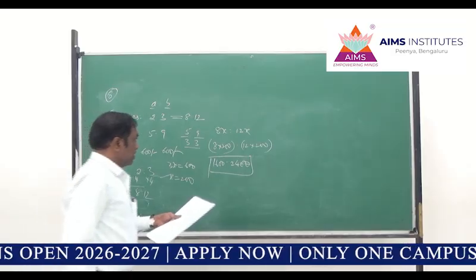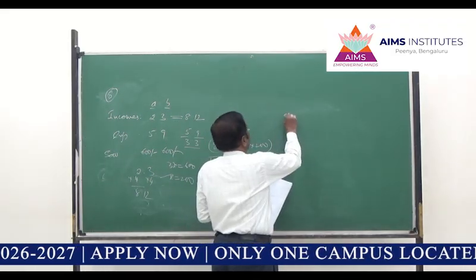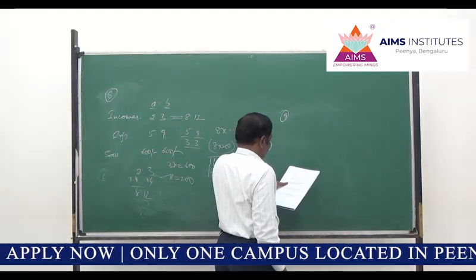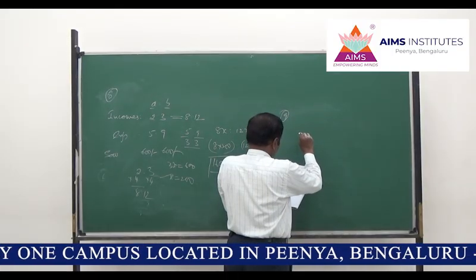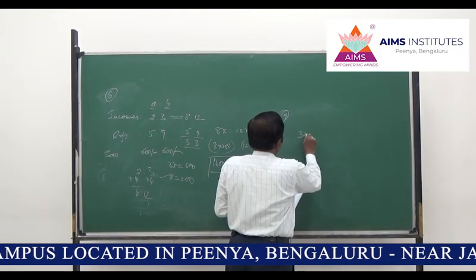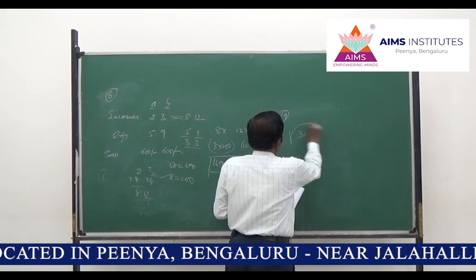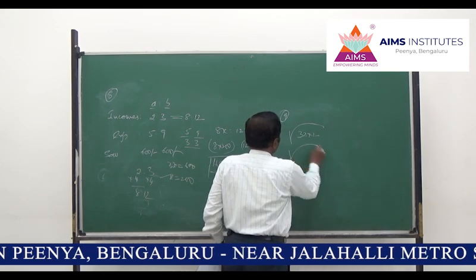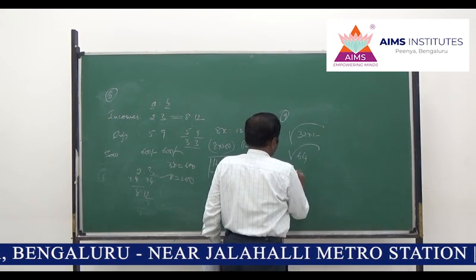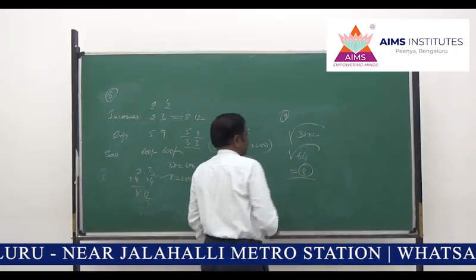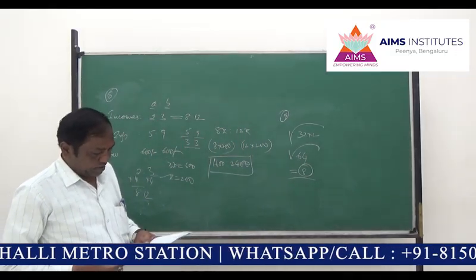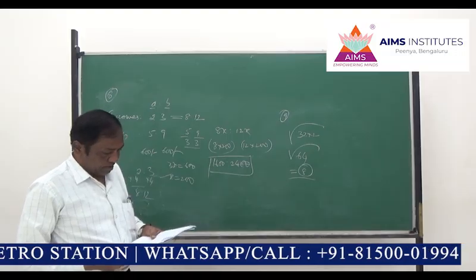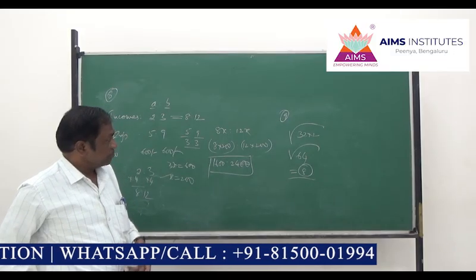Now, question number 9. Mean proportion of 12 and 32. Mean of 12 and 32 is, 12 into 32, root of 12 into 32, we can take root 64, which is 8. Whenever it says mean, you have to do it like this. Make a note. Option B, right.